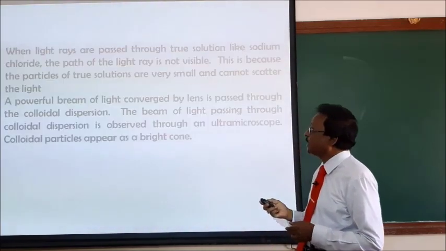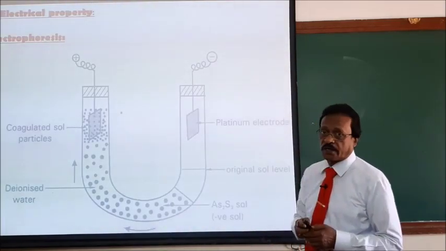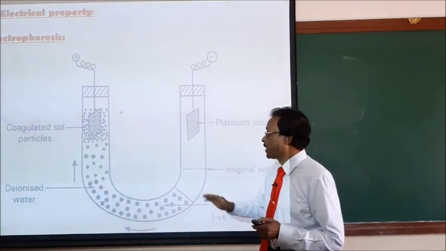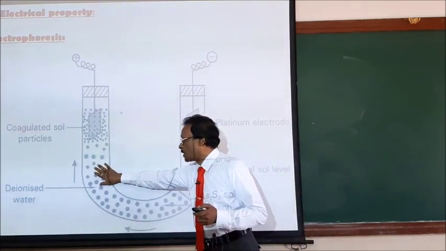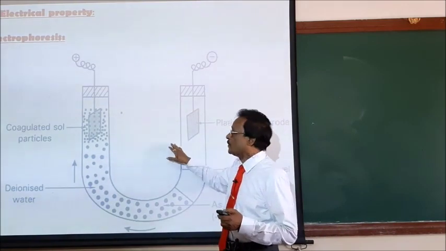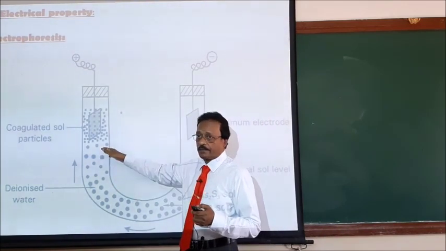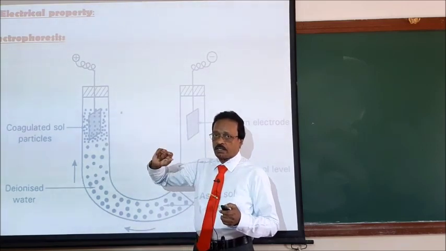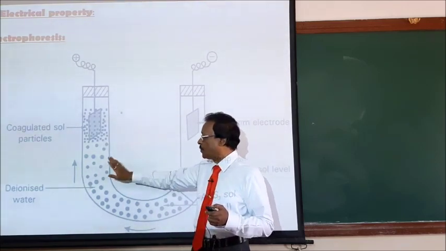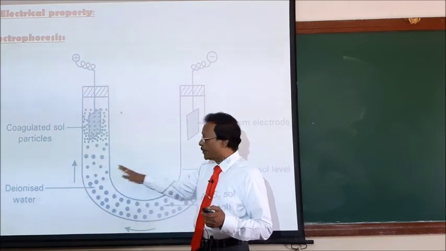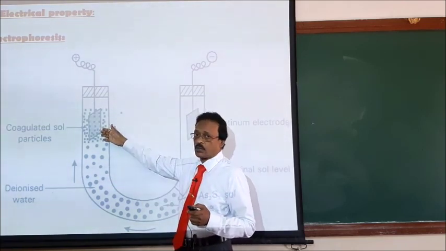And most interestingly, I have now taken the electrical property of the colloid. Electrical property means, as I told you, we take the colloidal dispersion in a U tube fitted with two electrodes and pass the electric current. Three observations I discussed yesterday. All the colloidal particles carry a particular charge. They move towards only one of the electrodes.